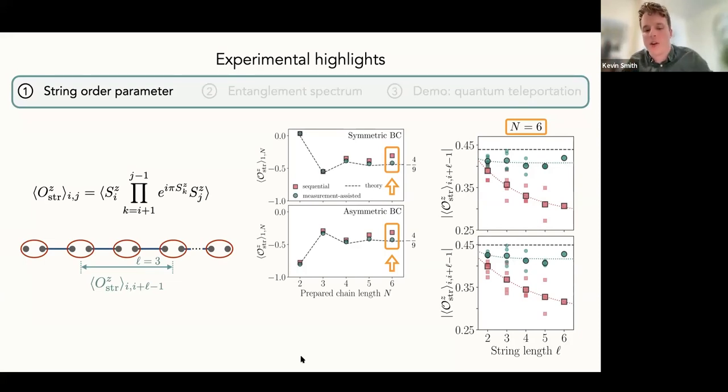And so it turns out, particularly for the AKLT point, when you do this, theoretically, you expect to find the same number every single time. So that's what this is testing here. This dashed curve, again, is the theoretical expectation.